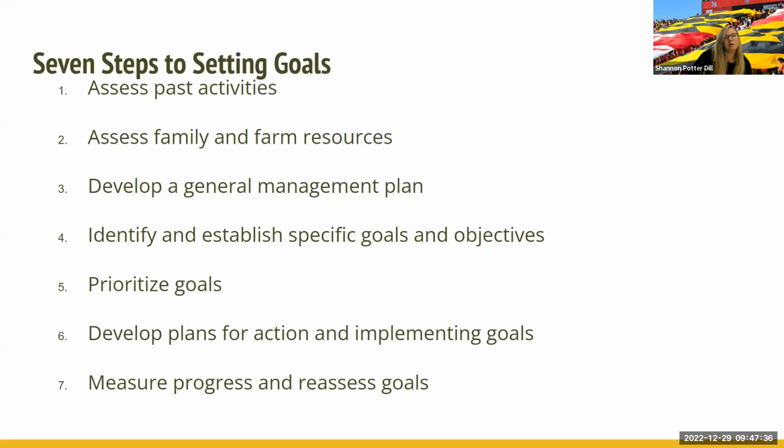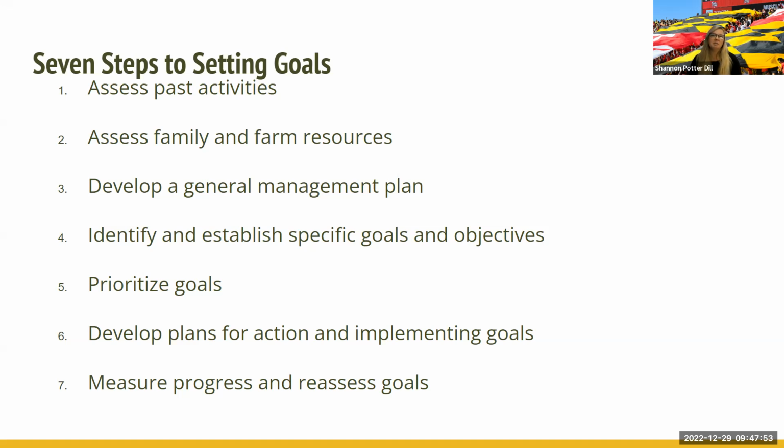So, 7 steps to setting goals. Assess past activities. What have we done in the past? What's worked in the past? What do we know we can accomplish in certain timeframes? Assess those family and farm resources. So look back at those inventories. What do we have access to? What skills do we have?